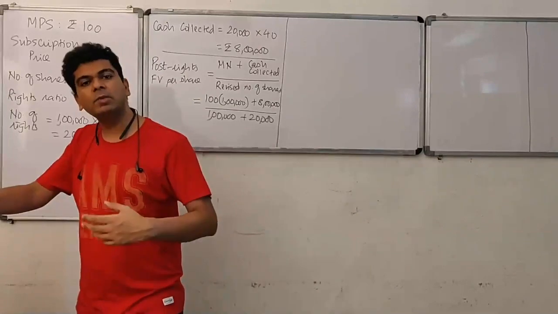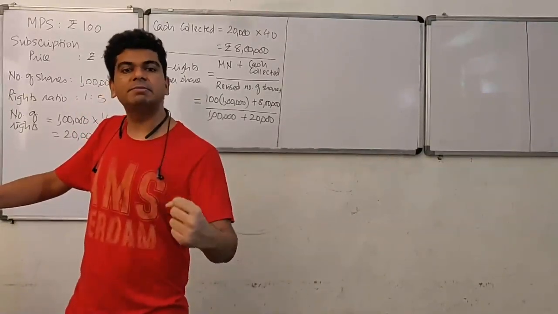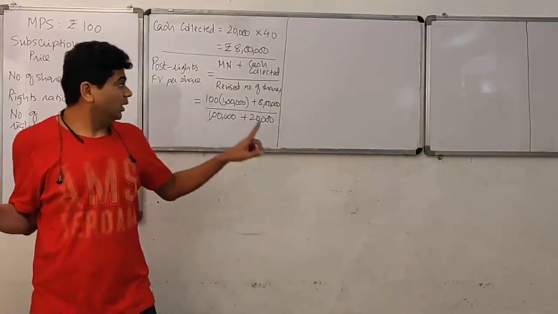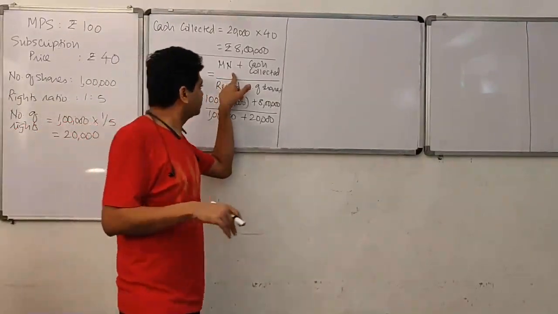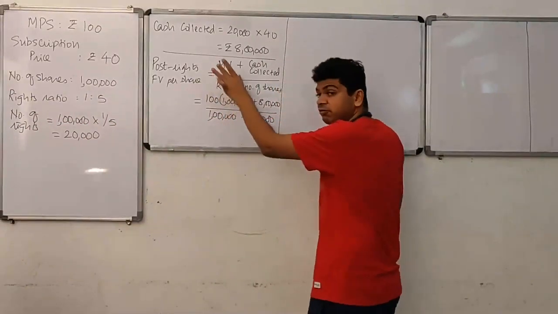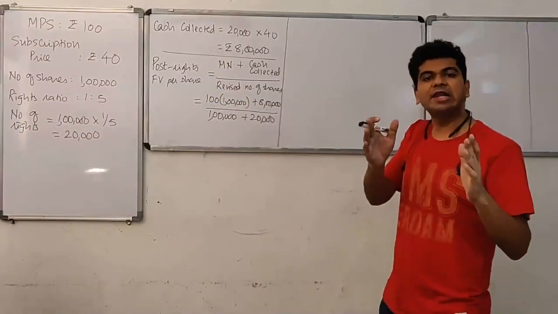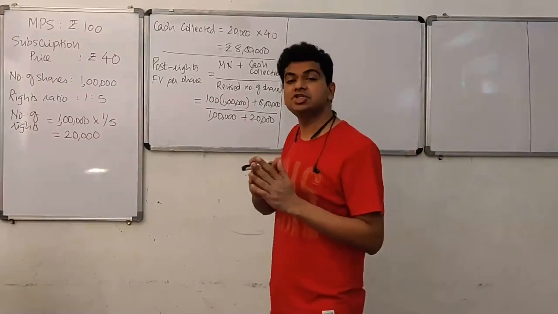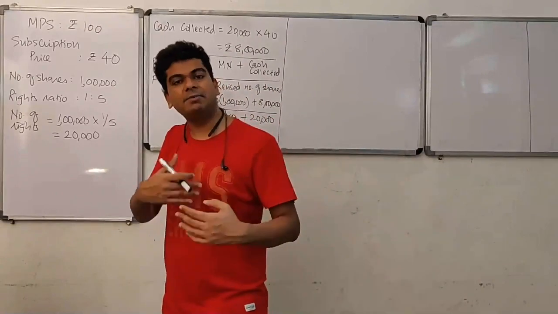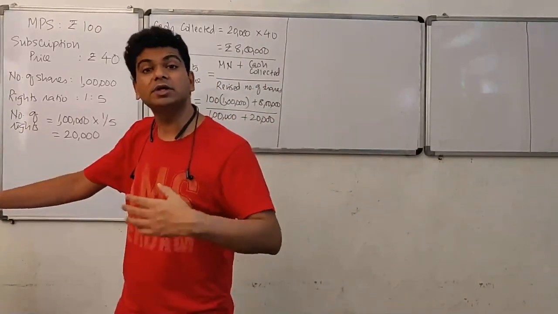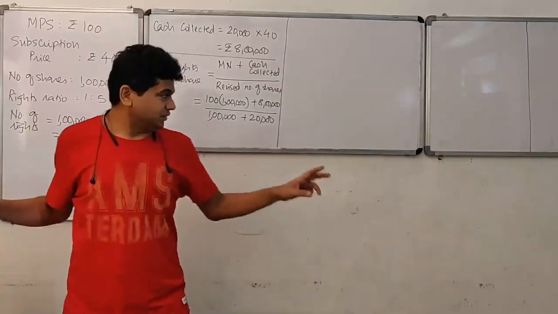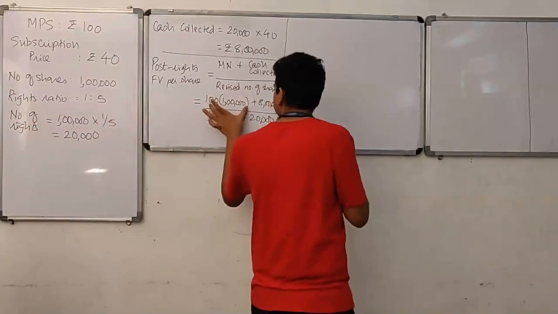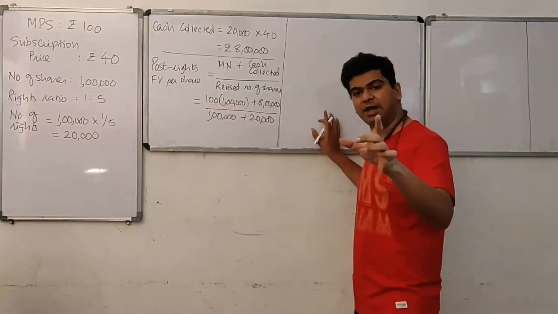The logic of the formula is very simple. You are simply calculating what will be the post rights value per share. This M into N is giving you the value of the firm before the rights issue. We know value of the firm is nothing but the market capitalization. Market capitalization means the number of shares that a company has issued multiplied by its market price right now. So when you do 100 into 1 lakh, you are calculating the value of the company before the rights.